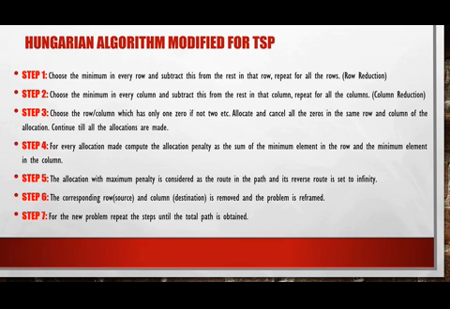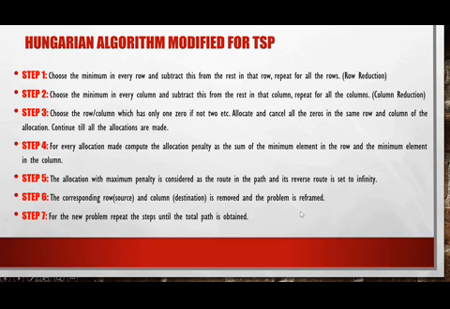Then step 6. Redraw the problem. Wherever you got an allocation, leave that row and leave that particular column. The remaining rows and remaining columns are copied. That is called reframing of the problem. That is step number 6. The corresponding row, or the source, and the corresponding column, which is the destination, is removed and the problem is reframed. We rewrite the problem, leaving that row and leaving that column.